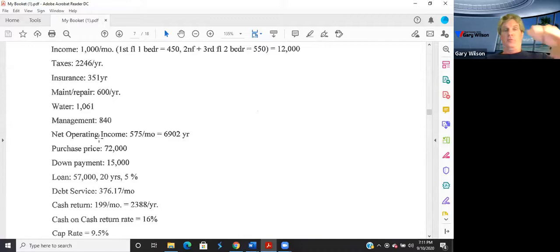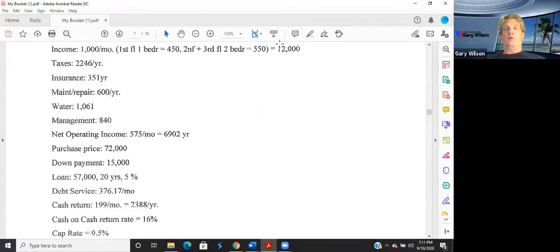This is just a simple line item chart that we use to demonstrate how you calculate the value of a property, okay? So taxes go there, insurance goes here, maintenance and repairs, any expenses you have, water and management, okay? This is, by the way, what we call a pro forma. This is not an exact replica of a tax return. It's just a pro forma, okay? So in any case, these lines here, taxes, insurance, maintenance, repair, water, and management, that's all your expenses, and that should be on an annual basis, okay?